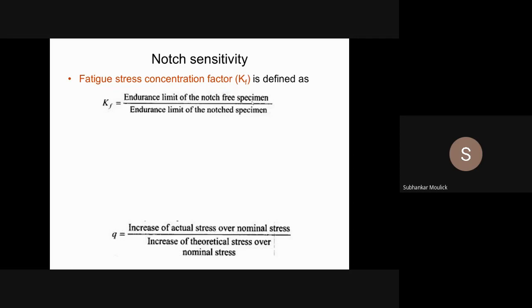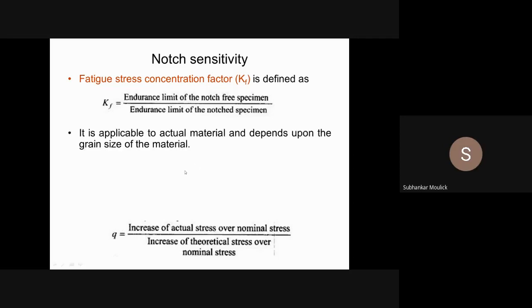That means when the specimen is not subjected to any kind of notch, what is the value of endurance limit? Divided by when the component is subjected to notch. That means when you have made a notch in the specimen and you want to see how that material is failing in fatigue, at that time, what is the value of endurance limit? You take the ratio, you will get the value of Kf, that is fatigue stress concentration factor. Is it clear? Yes, sir. Clear, sir. Okay.